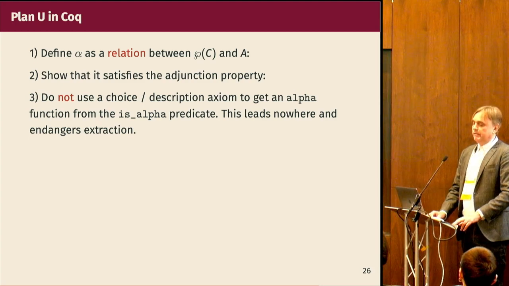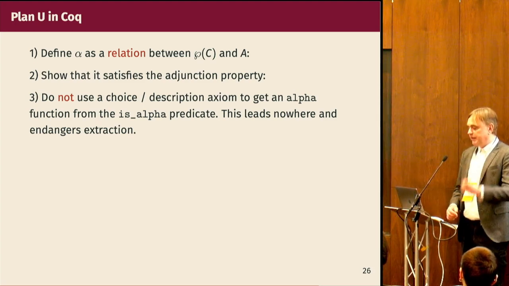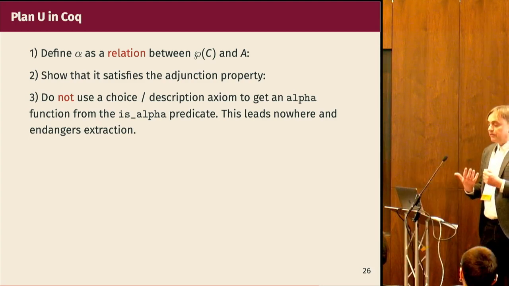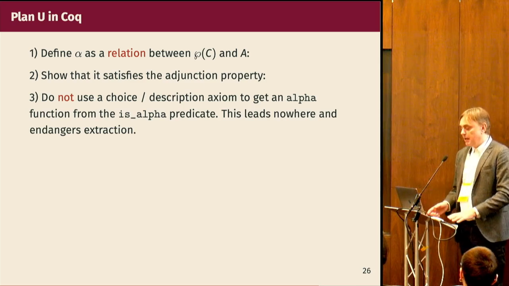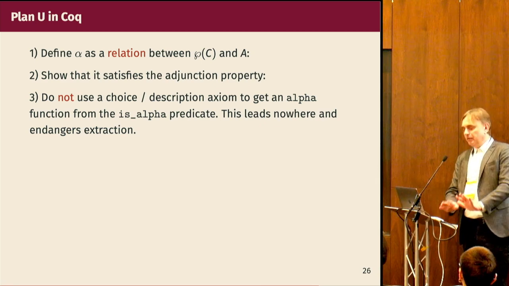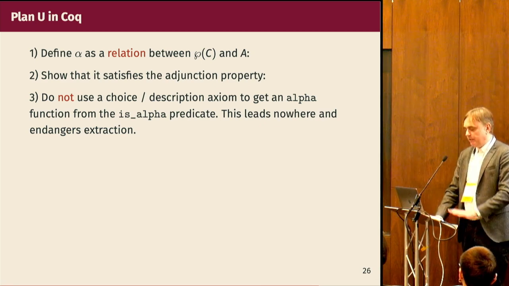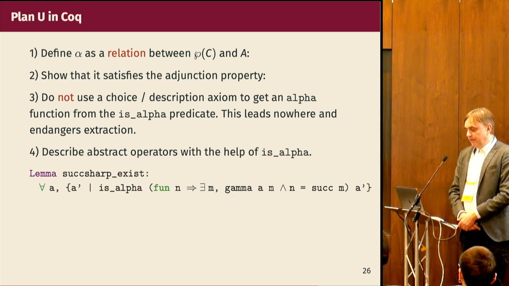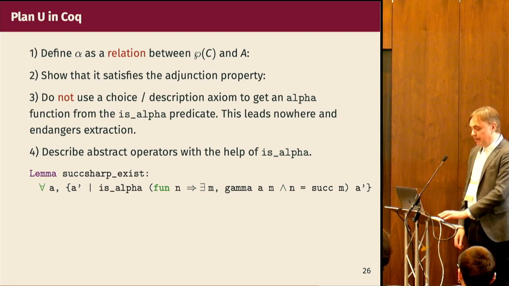You could say, okay, let me use a choice axiom or a description axiom to get an actual alpha function from this predicate, but actually it leads nowhere, and it can endanger extraction. So let's not do that. Let's stay with relations. You can describe abstract operators with the help of isAlpha.